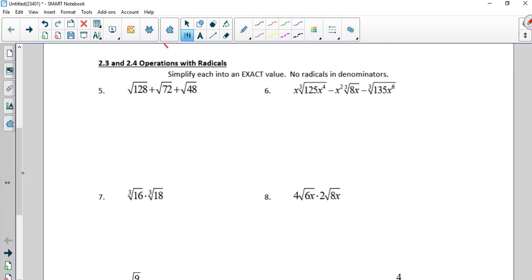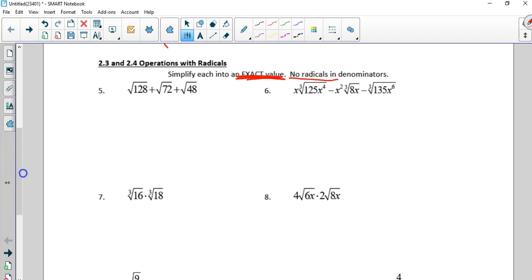Okay, 3 and 4, exact value. Remember, this does not mean a decimal. This does not mean use your calculator. Simplify and leave in radical form. That's exact. A calculator is an approximation. It's a rounded number usually. And leave no radicals in denominators.